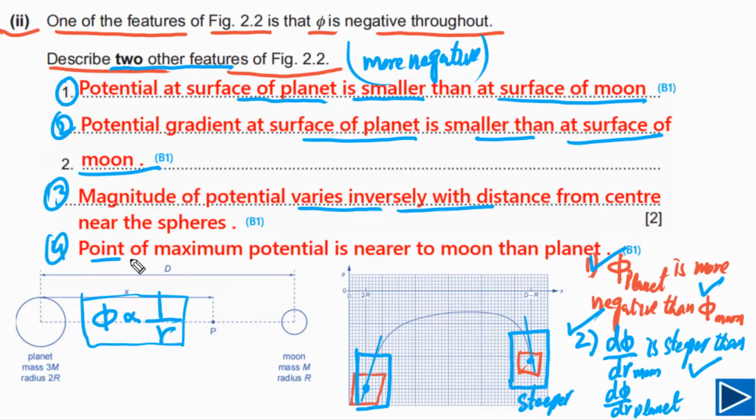And the fourth point, you can say point of maximum potential is near to the moon than planet. Point of maximum potential is where potential is less negative at this point, and this point is closer to the moon. You can also mention this one in your answer. But if you write down any 2 points out of these 4 points, you will get 2 marks.